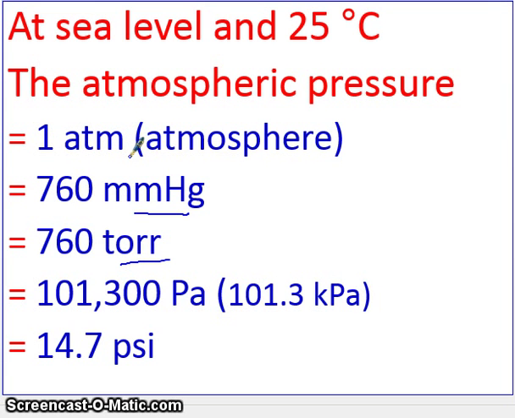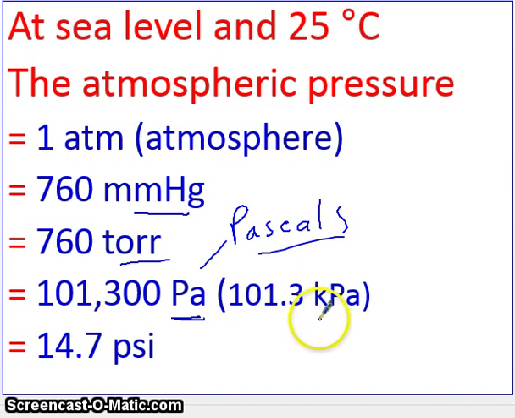which is roughly the air that's around us on any normal day. Physicists use this unit called pascals, named after another scientist. And you can also have kilopascals. This is 1,000 pascals. One of the most common units is psi. This is pounds per square inch.